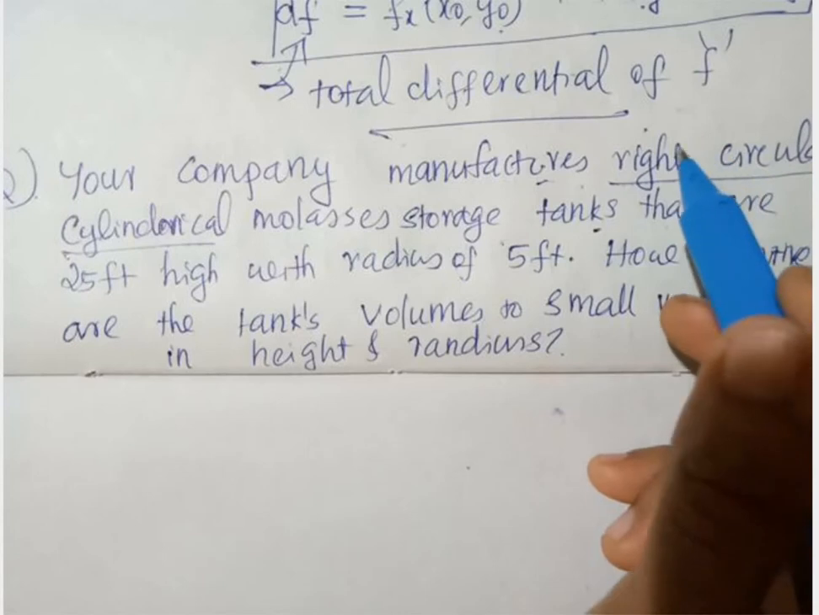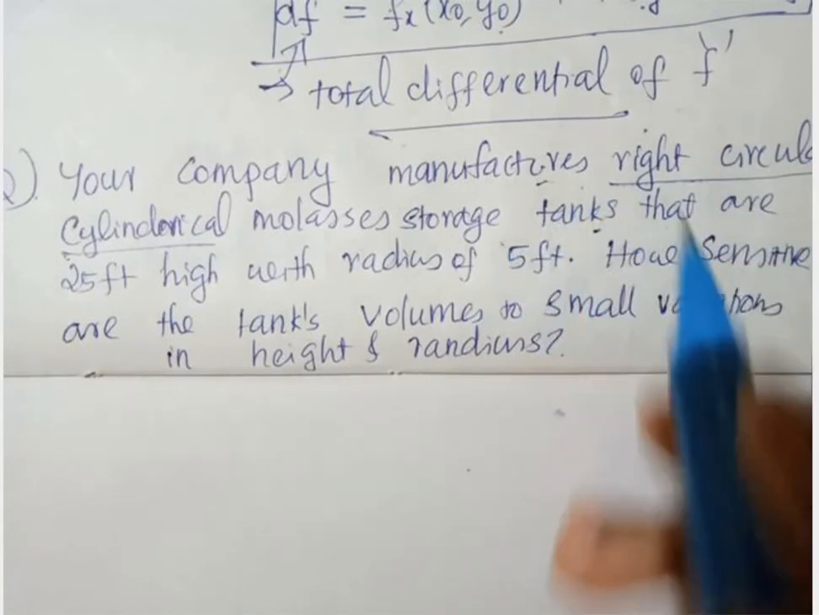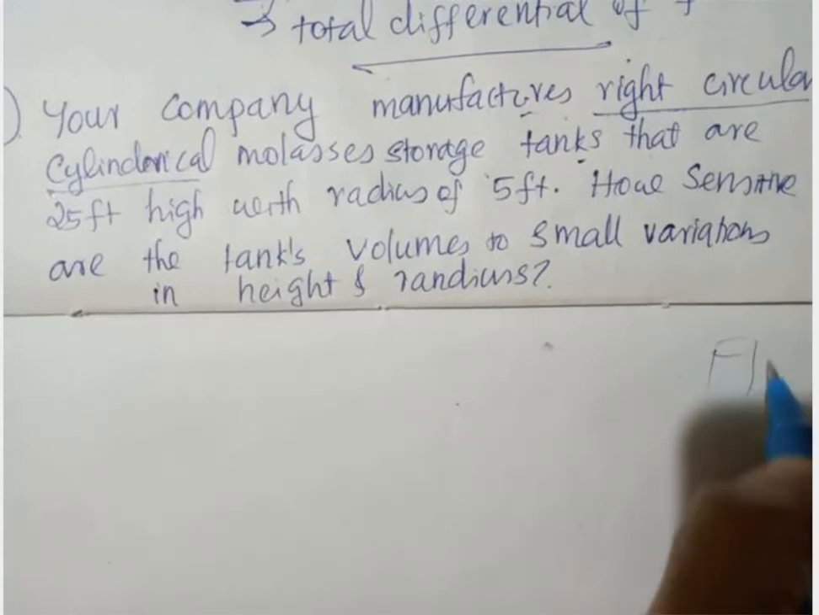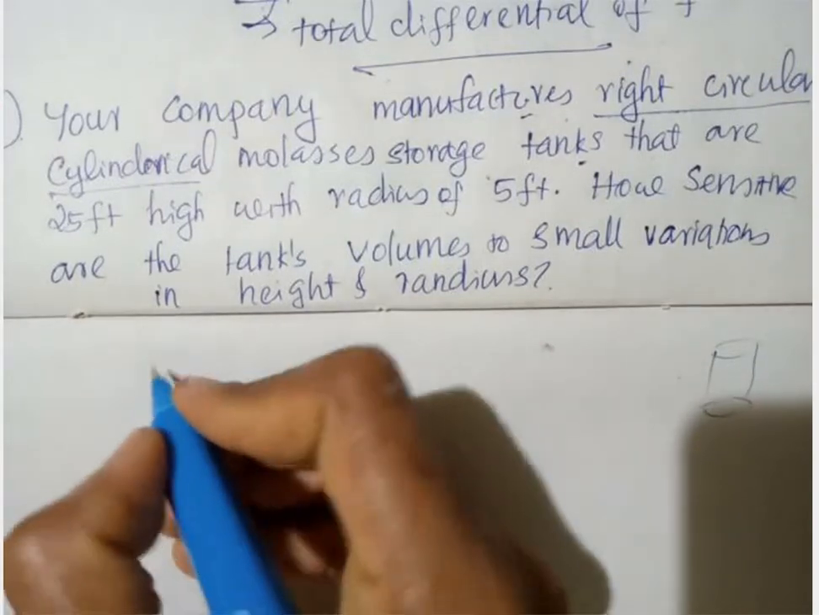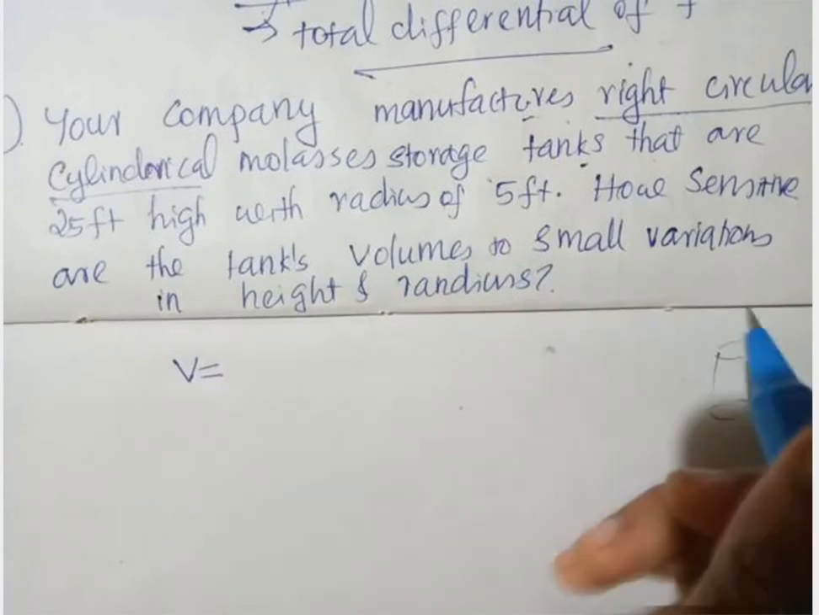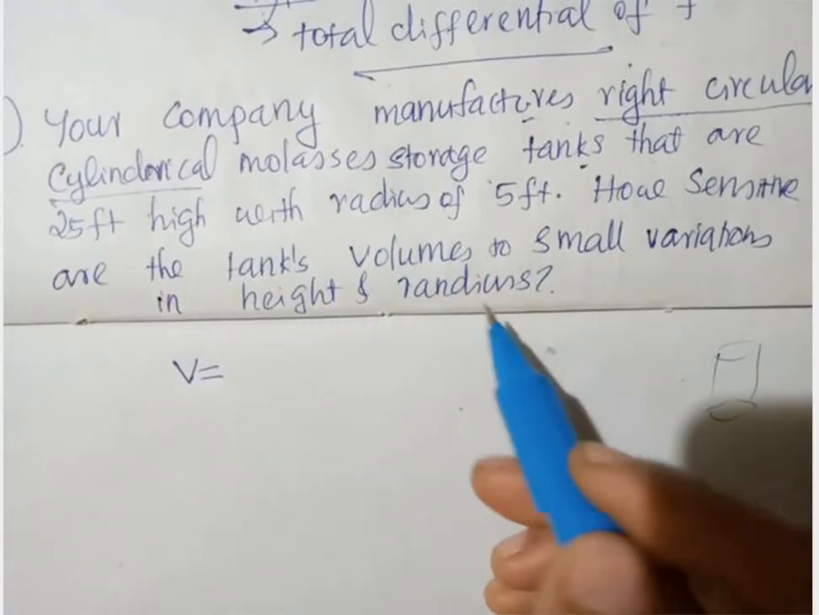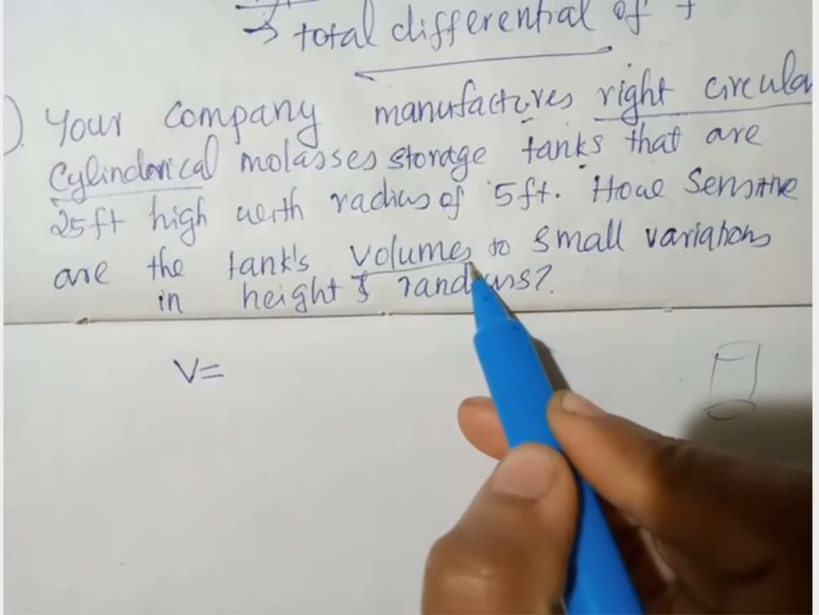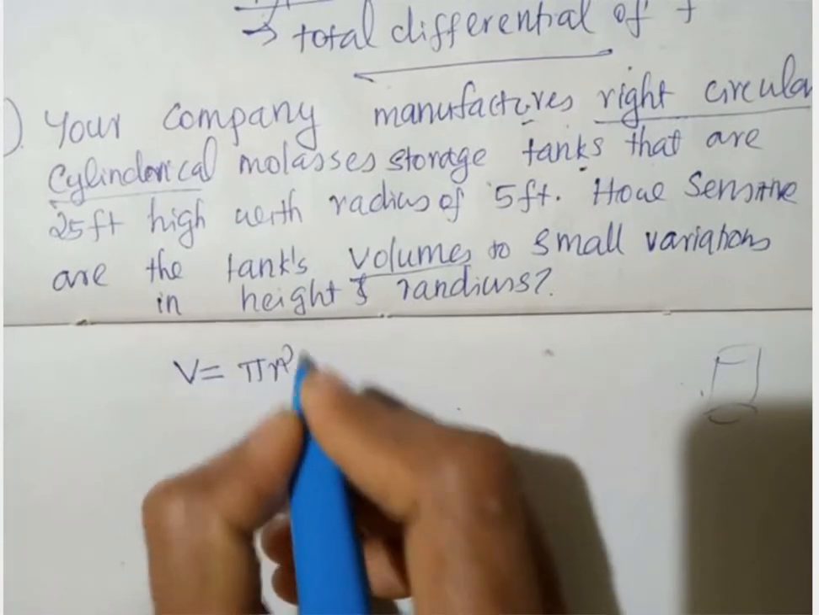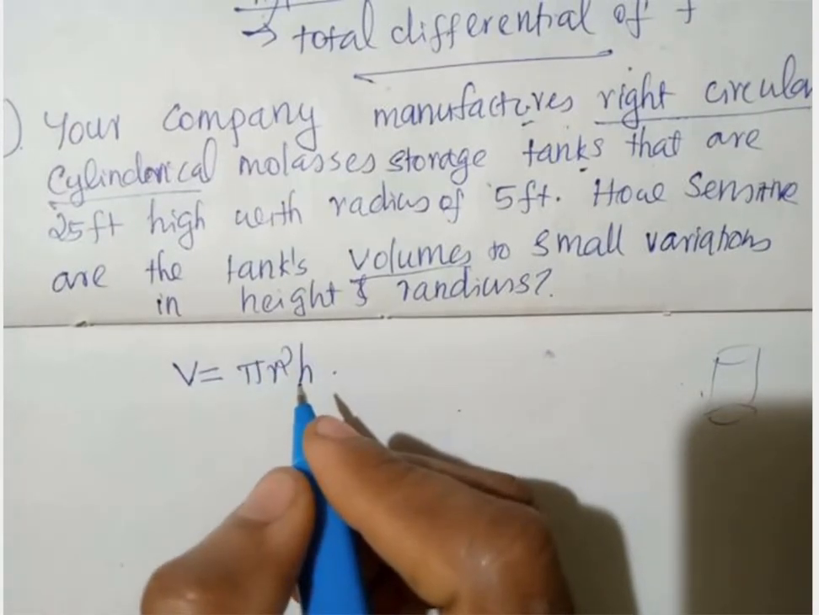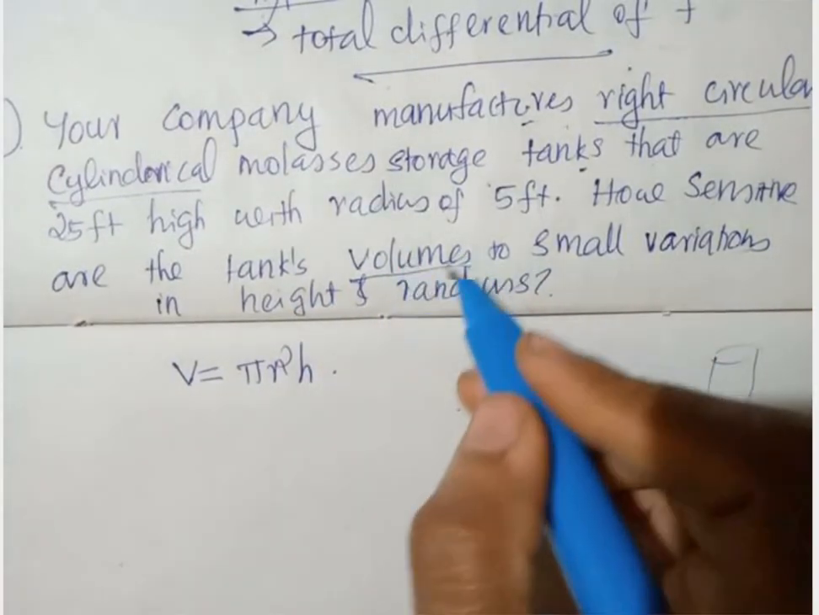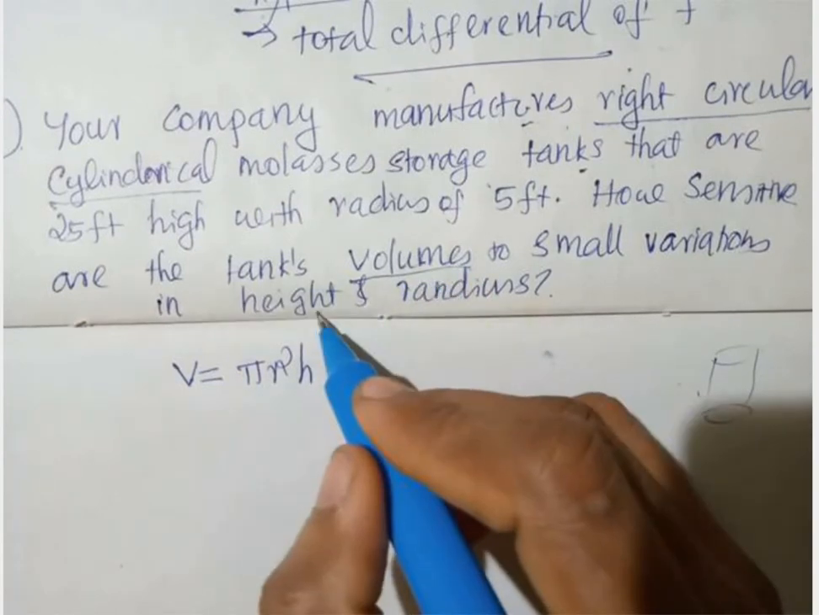This is a right circular cylinder. So for the cylinder, how sensitive is the tank's volume to small variations in height and radius? First we have to find the volume. What will be the volume of this cylindrical shape? We know it is equal to pi r square h. To find how sensitive the volume is, we have to calculate the change in volume corresponding to the change in height and the change in radius.